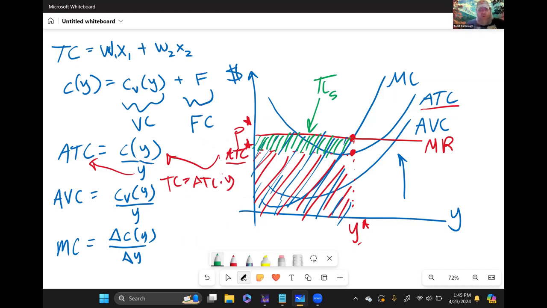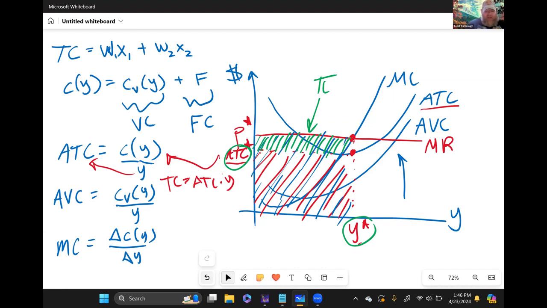Just total revenue minus total cost, where total revenue is just P star times Y star, and total cost is just ATC times Y star. So just the areas of those two rectangles. That's sort of the easiest way to think about it. And so that's the profits of the firm. And what this enables us to see is visually, again, the profit maximizing decision of the firm, and then also the outcome of that profit maximizing decision of the firm.